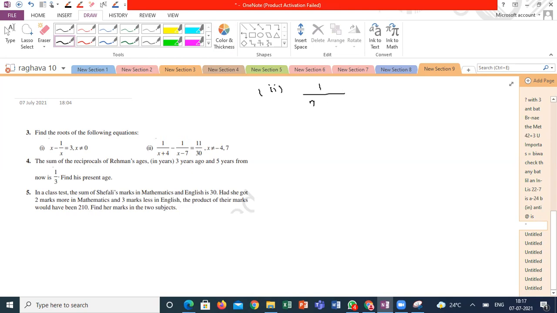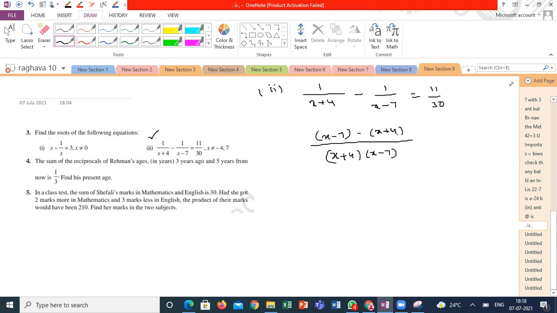1 by x plus 4 minus 1 by x minus 7 is equal to 11 by 30. Sir, is it x square minus 3x plus 2 is equal to 0? Which one? Second question, this question? Yes, sir. Yes, I'm doing. x plus 4 into x minus 7. This is x minus 7 minus of x plus 4 is equal to 11 by 30.